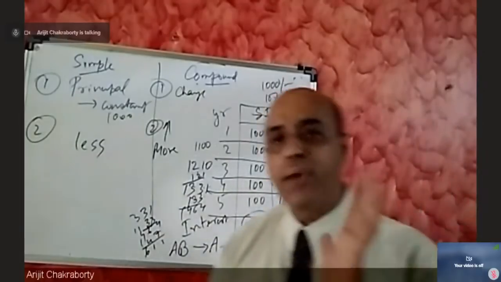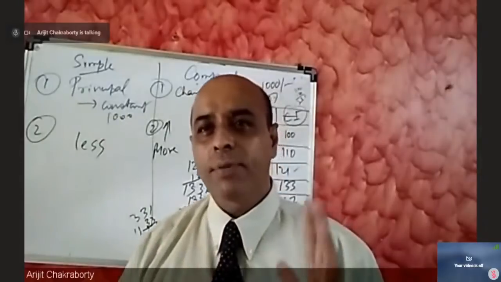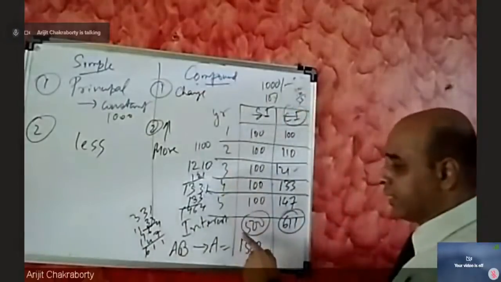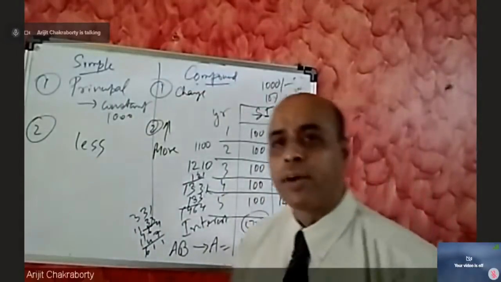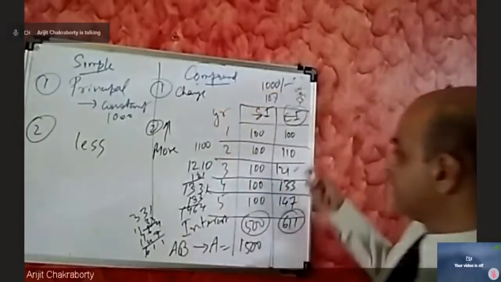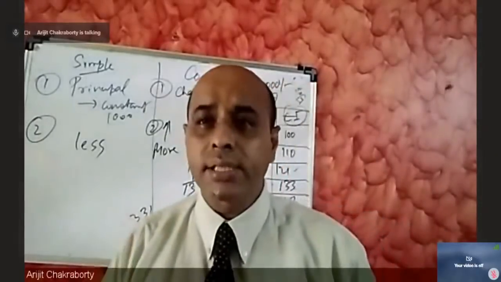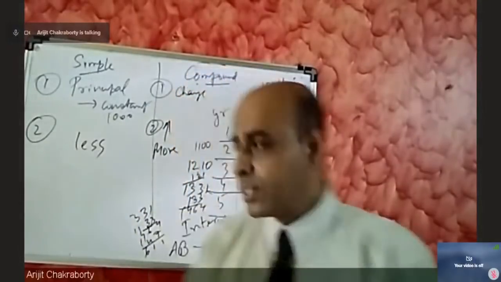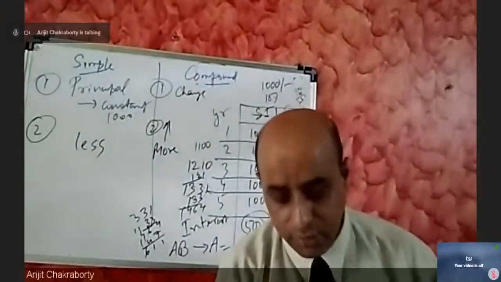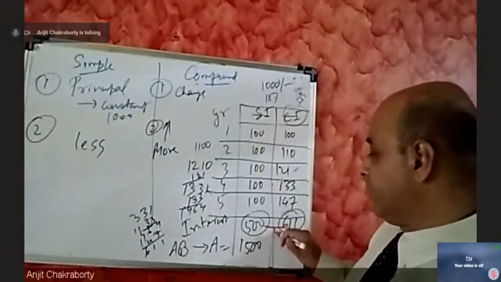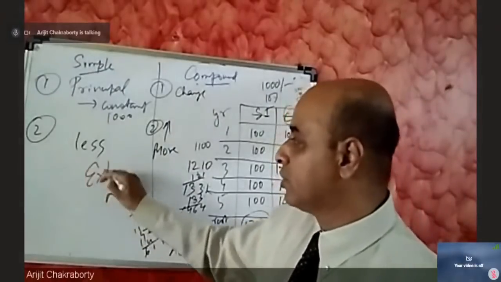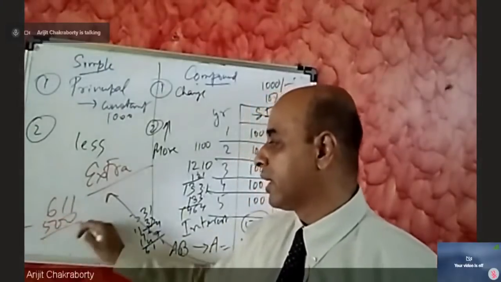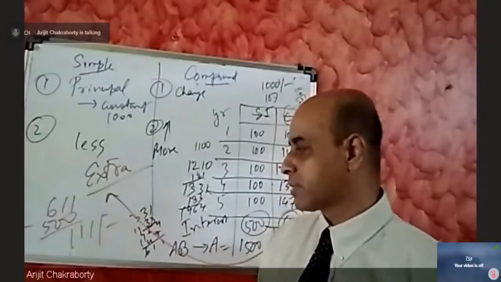Just imagine, over a period of 5 years, if you take simple interest, you are earning 500 rupees as interest. But if you consider compound interest, you are earning 611 rupees as interest. So the extra which you earn is 611 minus 500, that is 111 rupees.